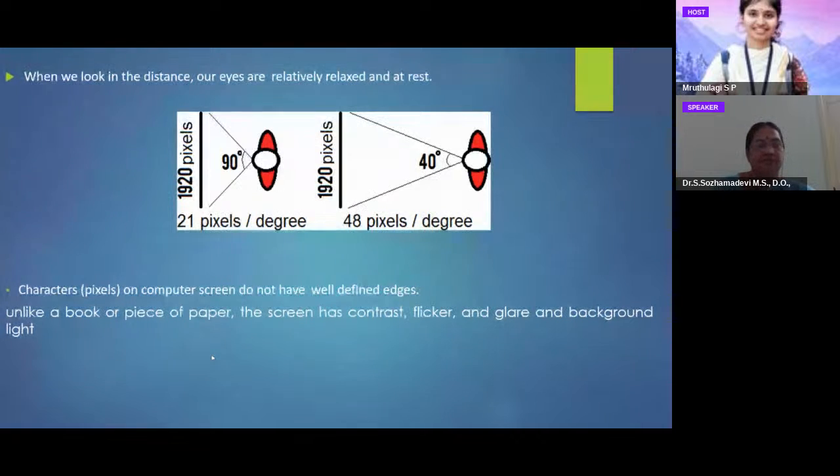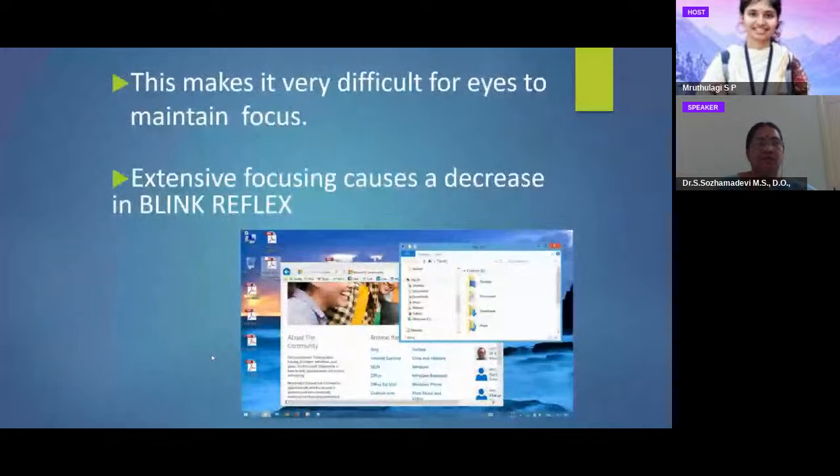Next slide. So this makes it very difficult for our eyes to maintain focus and causes a decrease in blink reflex. Next.